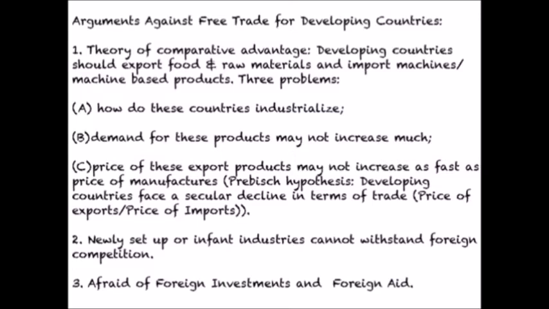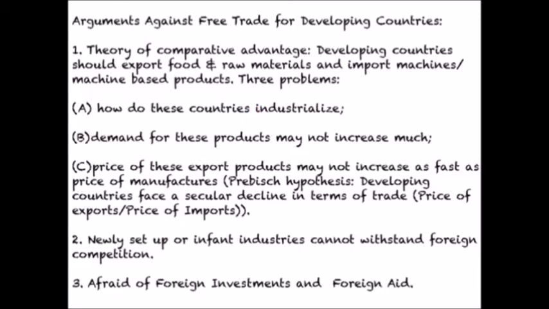So this is what the theory of comparative advantage will tell us, and according to theory of comparative advantage, the world becomes better off. But what we realize is this may not help the objectives of developing countries. Why? Because to increase standard of living of their people, they want to industrialize. So there are three problems with the application of theory of comparative advantage. What are these three problems? Number one, how will these countries industrialize? Because they know that industrialization is the key to economic development.